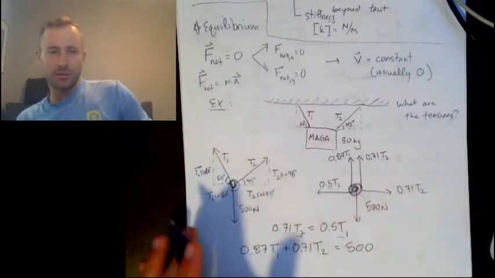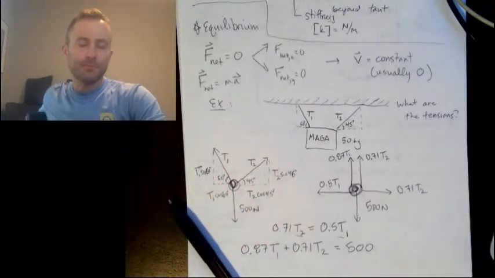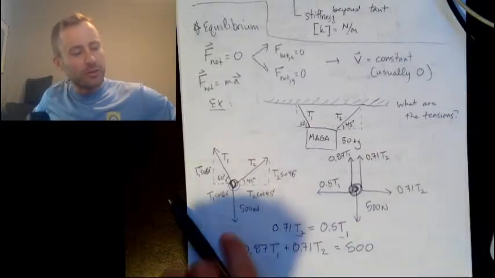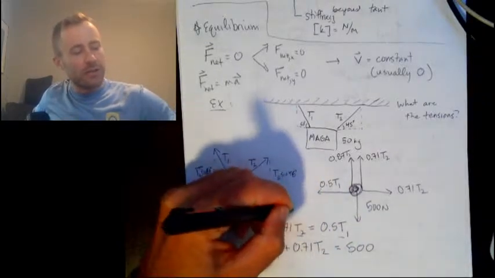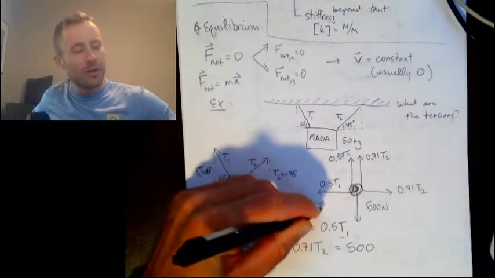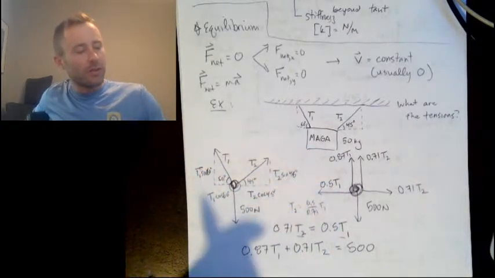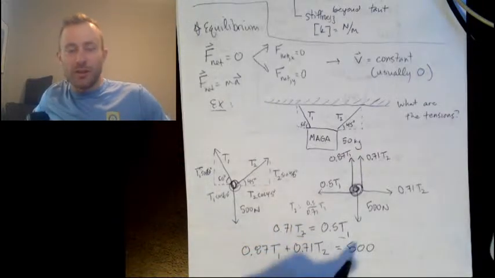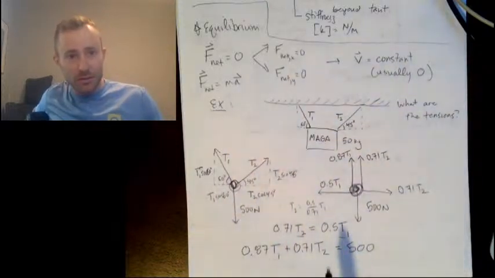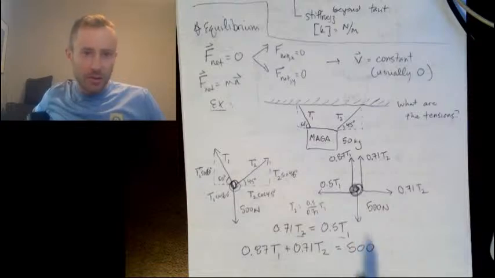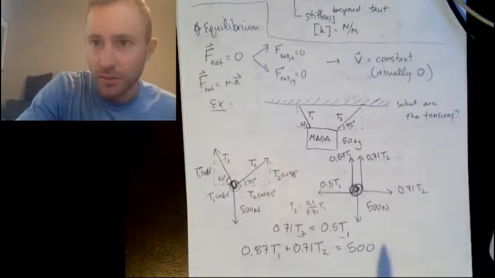One method is to use substitution. So I could write, T2 equals 0.5 over 0.71 T1. I could then plug that in for T2, and then I could solve the second equation for T1 and then plug it back in. That's called Gaussian elimination. So I could use Gaussian elimination. Another method that I'm going to use is a graphical technique. Okay.